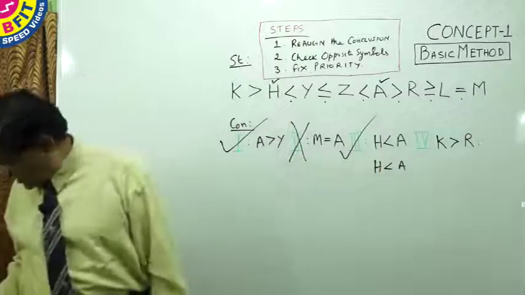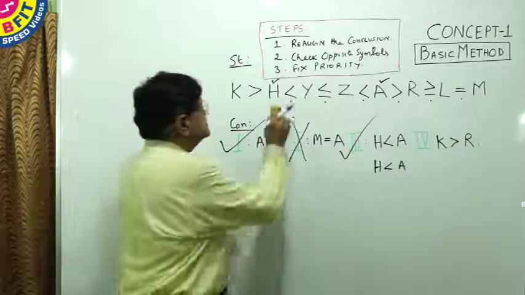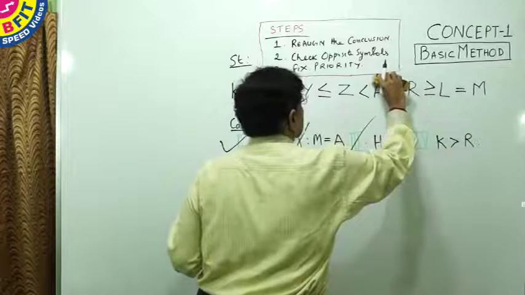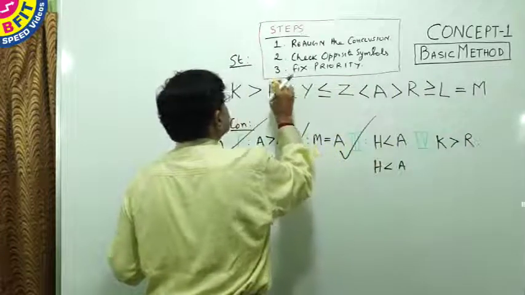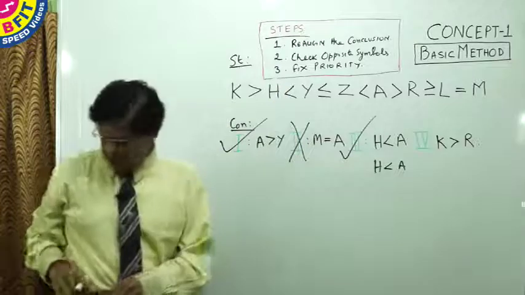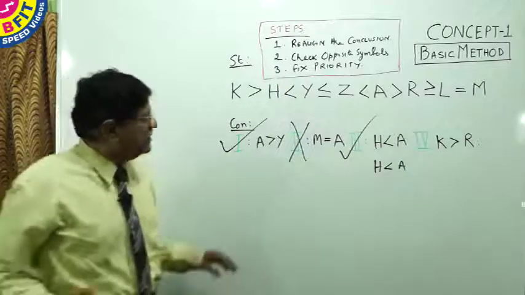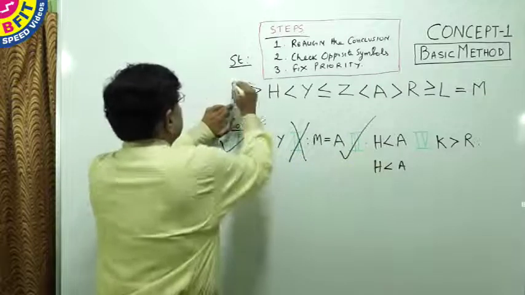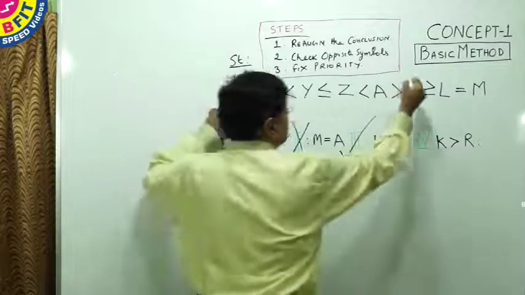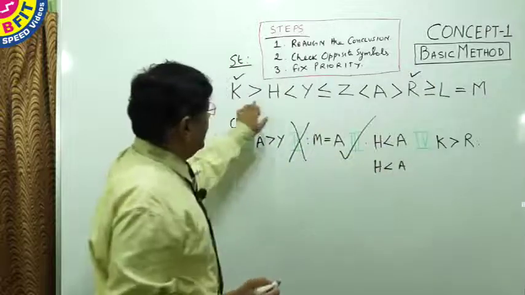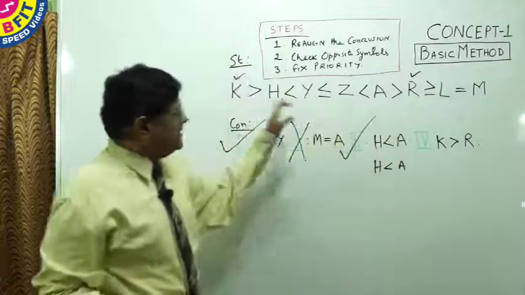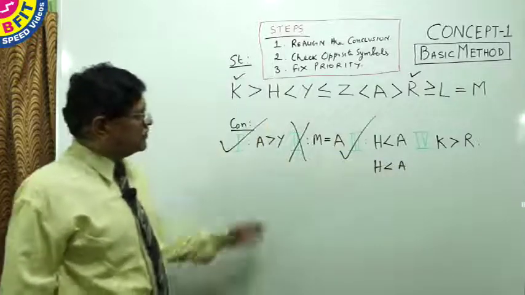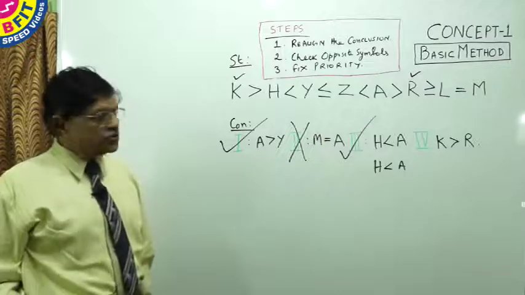Now let us go to conclusion 2. So not conclusion 2, we will go to conclusion 4. Conclusion 2 we have already seen. So what is conclusion 4? K is greater than R. Where is K here? K is here, R is here. Now in the statement, K and R, they are coming in the sequence, and in the conclusion also, K and R is coming in the sequence. Therefore, there is no need for realigning the conclusion.